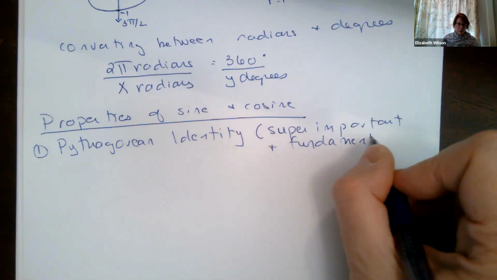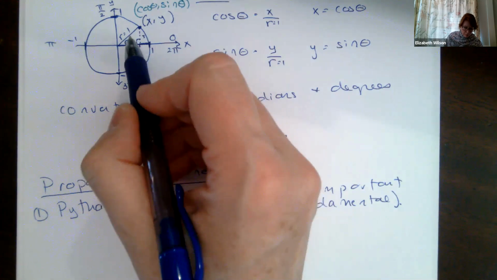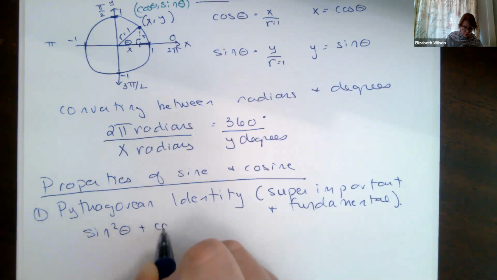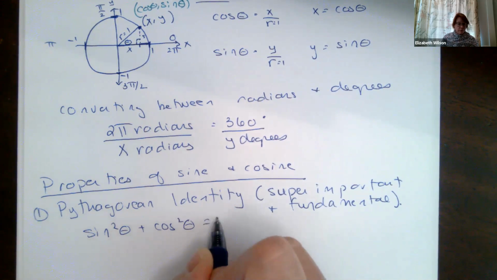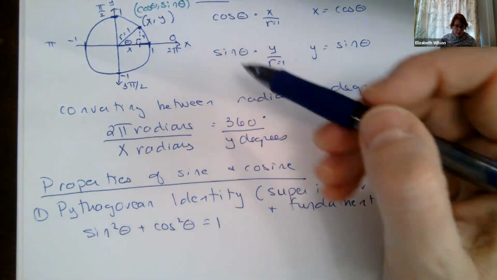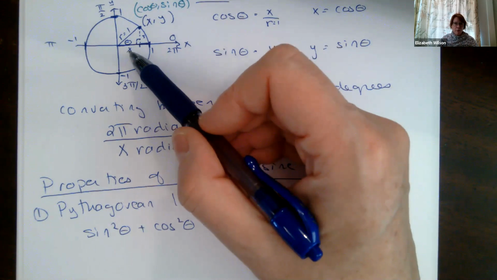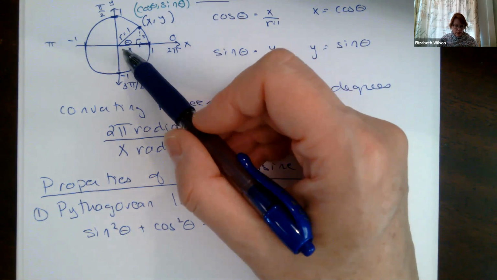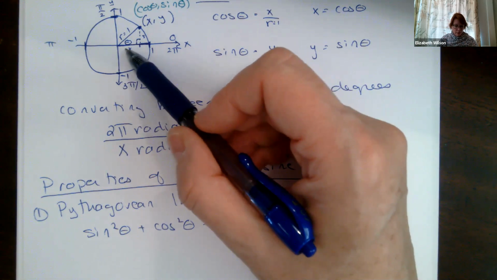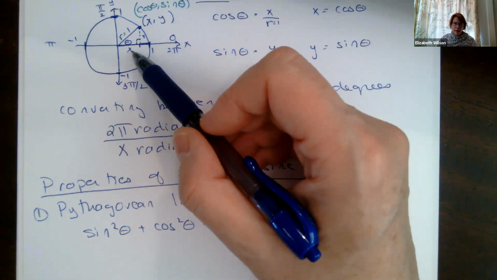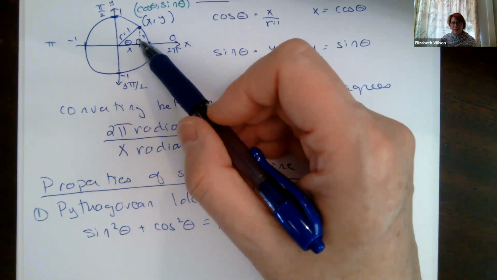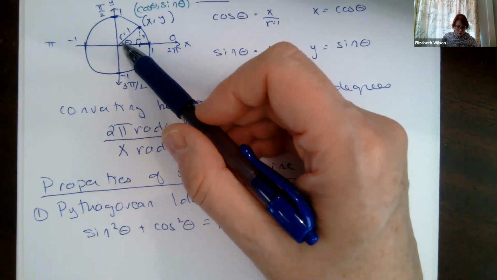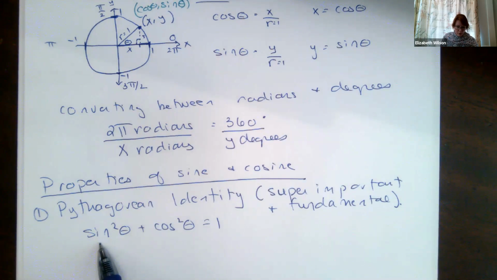It comes basically from our Pythagorean theorem. So sine squared of theta plus cosine squared of theta equals 1. The Pythagorean theorem says a squared plus b squared equals c squared. In this case, this side here is equal to the cosine of theta, this side here is equal to the sine of theta, and our radius, our hypotenuse, is equal to 1. So this is a squared plus b squared equals c squared here.